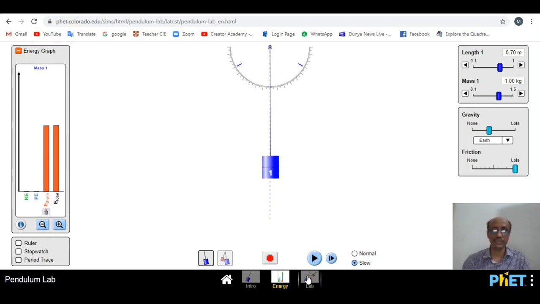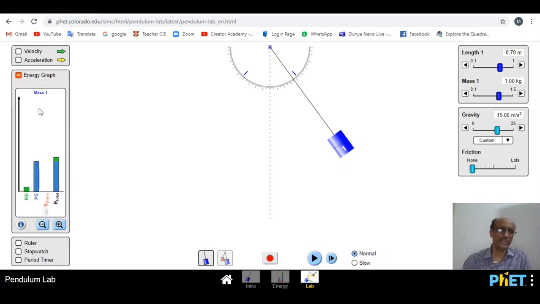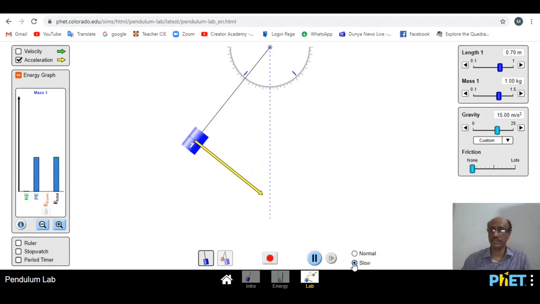The next thing related to this lab is the direction of the velocity and the direction of the acceleration. We have already done this. Now, acceleration is always directed towards the mean position, because in simple harmonic motion the acceleration is directly proportional to the displacement from the mean position and always directed towards the mean position. We will move in slow motion. So the acceleration is always directed towards the mean position.